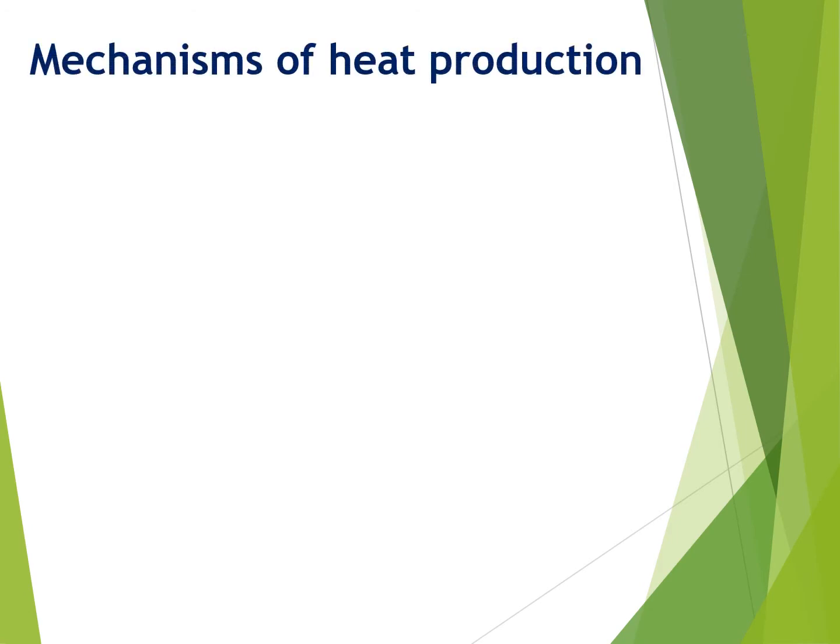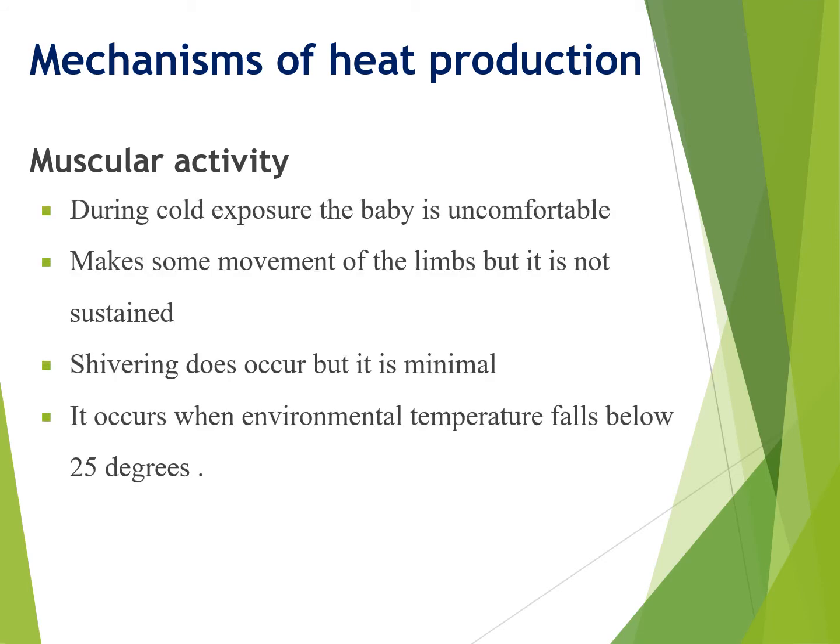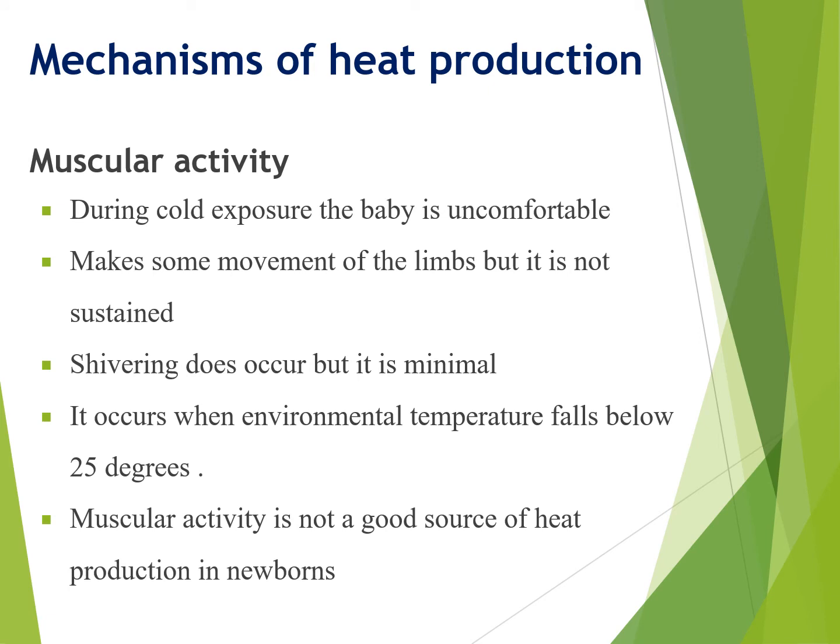When we look at the mechanisms of heat production in the newborn, the first one is muscular activity. During cold exposure, the baby is uncomfortable, and then the baby makes some movement of the limbs, but this movement of the limbs is not sustained. Shivering does occur, but it is minimal, and it occurs when environmental temperature falls below 25 degrees Celsius. So, muscular activity is not a good source of heat production in a newborn.